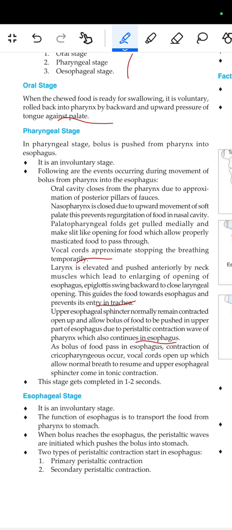As the bolus of food passes into the esophagus, contraction of the cricopharyngeus occurs, the vocal cords open up, which allows normal breathing to resume, and the upper esophageal sphincter comes into tonic contraction. This stage gets completed in 1 to 2 seconds.